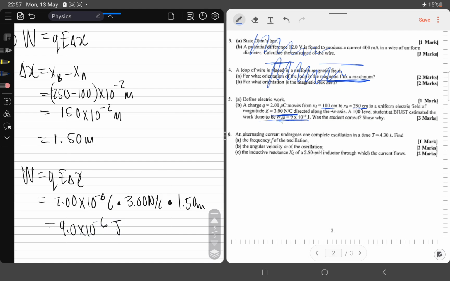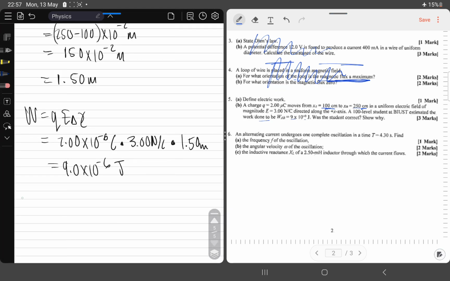Okay, work done. So a student guessed that the work is going to be 9 times 10 to the negative 6 joules. Was the student correct? I'll say yes. Therefore, the student was correct because it has agreed with our working. So this is going to be true, and that's going to be the solution to this one.